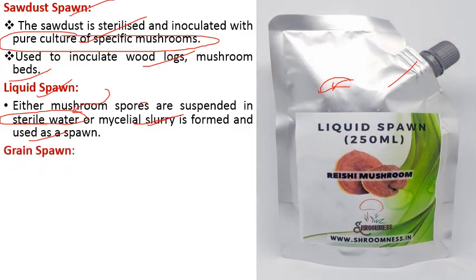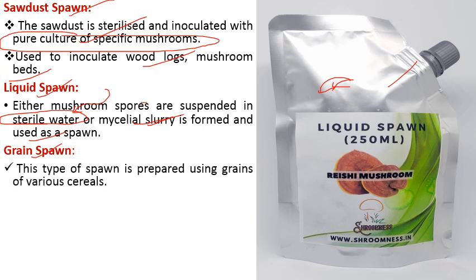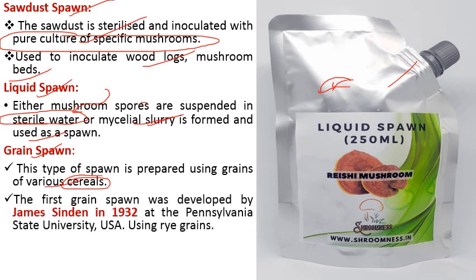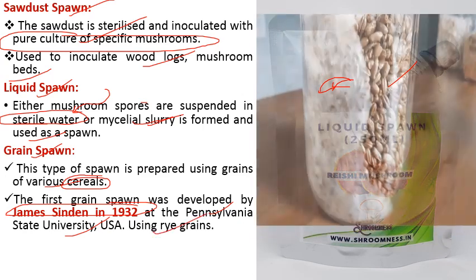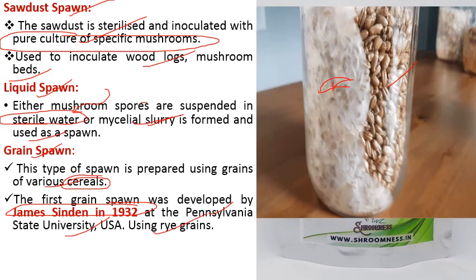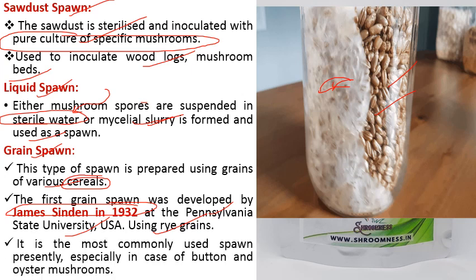Liquid spawn. Next comes grain spawn. Here we use cereal grains as substrate. This type of spawn is prepared using grains of various cereals. The first grain spawn was developed by James Sinden in 1932 at Pennsylvania State University, USA, using rye grains. Grains are excellent substrates because they provide nutrition for the developing mycelium. It is the most commonly used spawn presently, especially in the case of button and oyster mushroom.